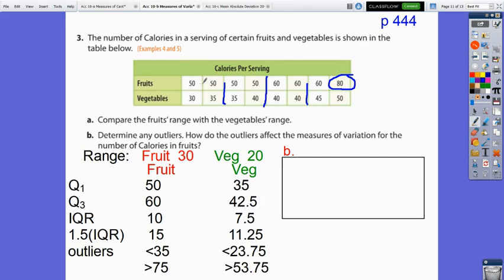This 80 is way bigger than all the other ones, which are between 50 and 60. They're all bunched together. And then there's one fruit that has 80 calories per serving. I don't know what fruit that is.